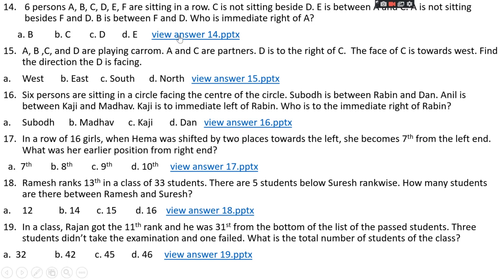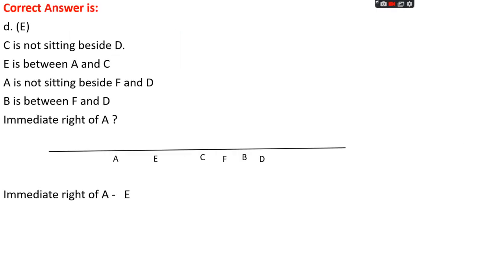The right answer is option D, that is E. The question said that C is not sitting beside D, so there is no D near C. E is between A and C. A is not sitting beside F and D, so A must not be near F and D. And B is between F and D. If we make the line and put the positions, we find that the immediate right of A is the position of E. So the right answer is E.